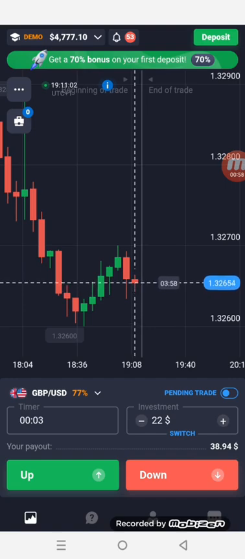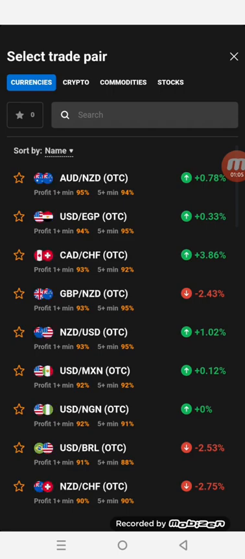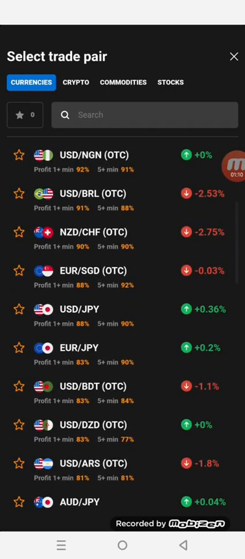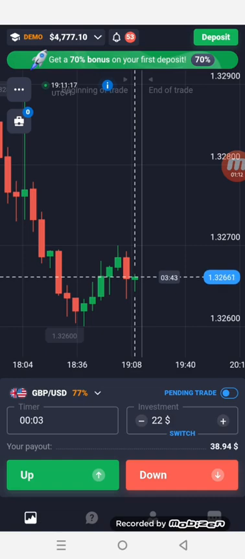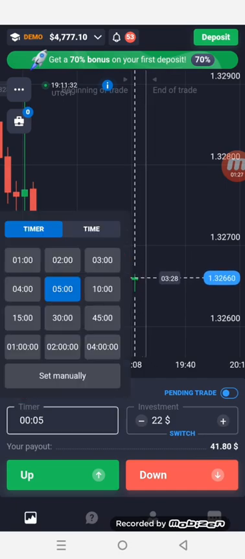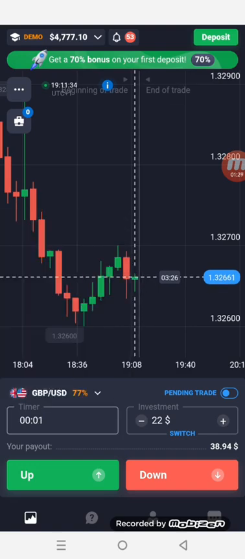So let's get started. If you come here and you see this place, this is where to pick your currency pairs. If you click this other one, this is where the timer is, where you set the time for the trade. If the robot says the trade is 5 minutes, you put 5 minutes. If it's 2 minutes, you put 2 minutes. If it's 1 minute, you put 1 minute.